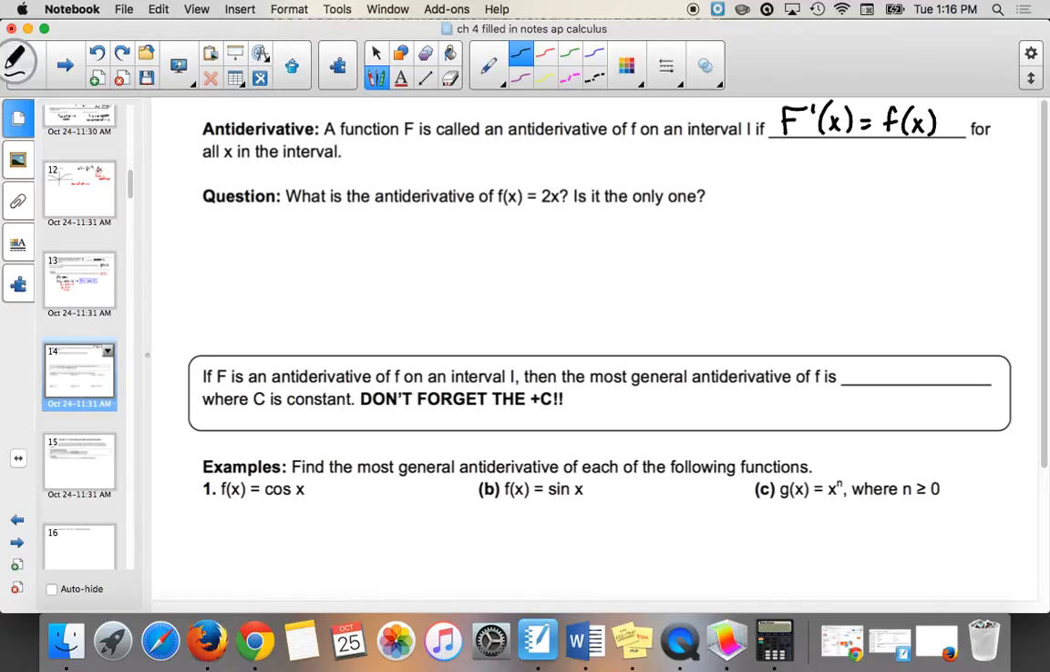So question, what is the antiderivative of f of x equals 2x? What do you take the derivative of to get 2x? You take the derivative of x squared. Is that the only one? No, you could have x squared plus 1, x squared minus 7, x squared plus 10, right? You could have lots of things. So we say x squared plus C. It says if F is an antiderivative of little f on the interval I, then the most general antiderivative of f is capital F of x plus C, where C is a constant. Do not forget the plus C.